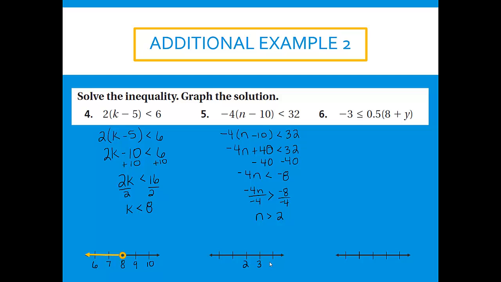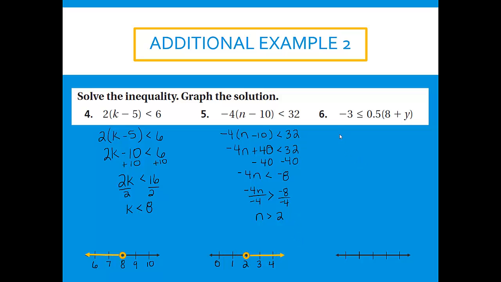So now for our graph, we're going to have 2, and then to the right we have 3 and 4, and to the left we'd have 1 and 0. Our symbol is greater than, so we're going to have an open circle at 2. And then we want the numbers greater than 2, so those would be the numbers to the right.